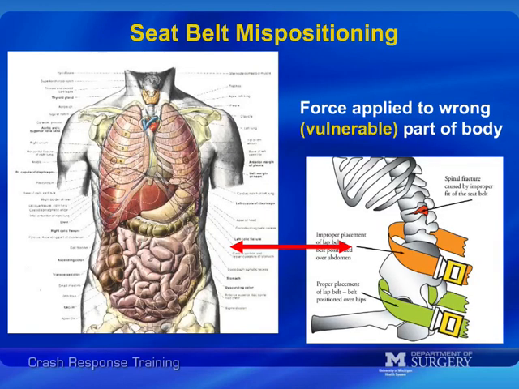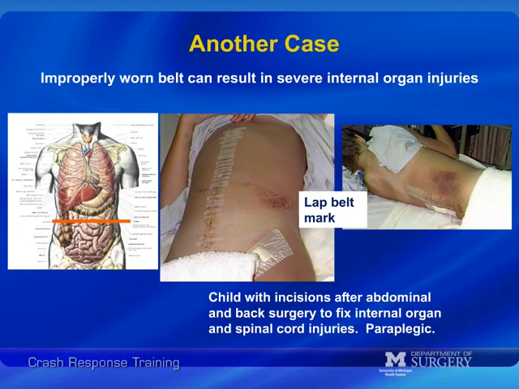Seatbelt mispositioning causes the arresting force to be applied to the wrong part of the body, which is much more vulnerable. So in this image on the left, you can see the outlines of the bones and also the internal organs. What's important to remember is that over the abdominal region, below the ribs, there's nothing but soft tissue in front of the spine. So if the seatbelt doesn't catch the ribs or the pelvis, it will crush all of the abdominal organs and keep going back until it loads the spine. Hence the intestinal injuries and the spinal fractures that are seen in lap belt syndrome, which is particularly prevalent in adolescent children.